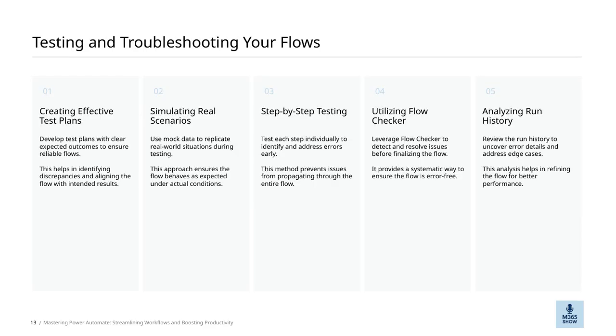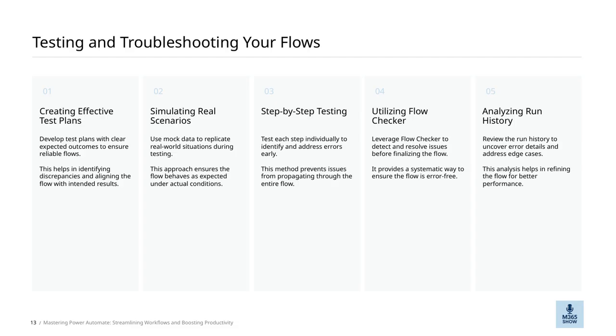Now, let's talk about reviewing the run history. This is a crucial step because it allows you to uncover error details and identify any edge cases that might cause issues. By analyzing the run history, you gain valuable insights that help you refine your flow for better performance and reliability. Next, we have leveraging the flow checker. Think of it as your systematic troubleshooting tool. It detects issues early, so you can resolve problems before you finalize your flow.